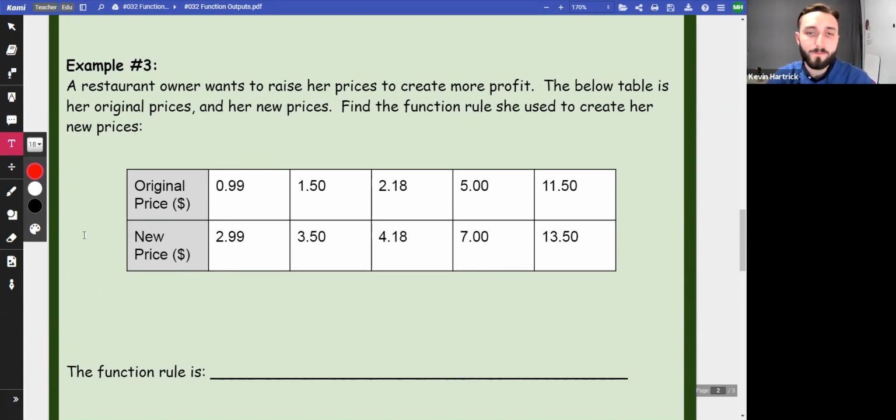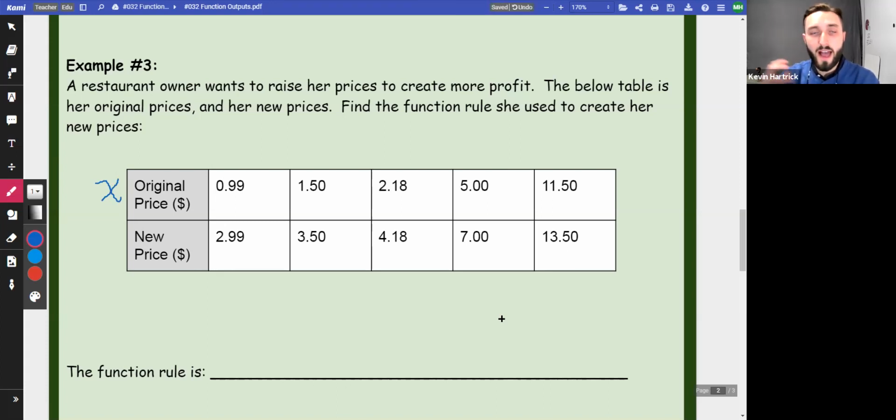So we got to look at this table, okay? On the top is her original prices, and those are the X values for this function, right? Those are the inputs. She took those original values, she put them into this function, this computer, however you want to think of a function. I like to think of it as a computer. She put it into the computer, and it spit out some new stuff. That was the new prices, and that's our output, our Y values, okay? And we got to figure out what the function rule is. So how did the computer get from the old prices to the new prices? What did it do? That's what we're trying to figure out.